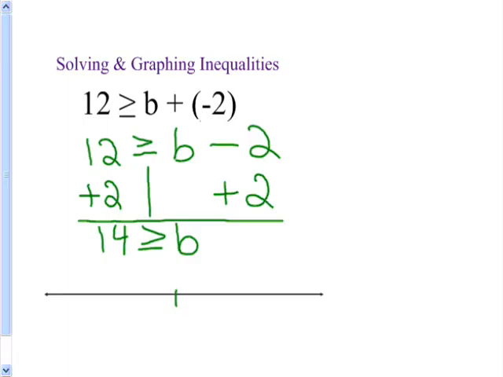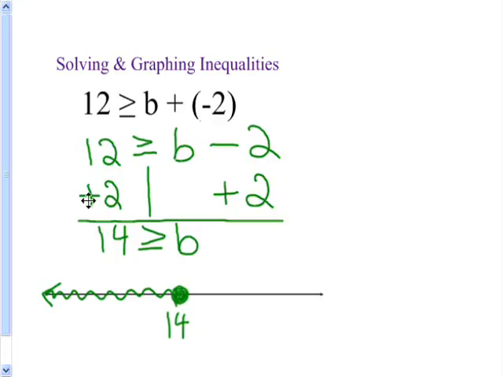So the boundary of my inequality is 14. And because it is greater than or equal to b, because it's or equal to b, I'm going to have a closed circle on 14. Then I think to myself, 14 is greater than or equal to what numbers? Well, 14 is greater than or equal to 13, 12, 11, and all of the numbers that are to the left of 14. So I shade the area to the left of 14.